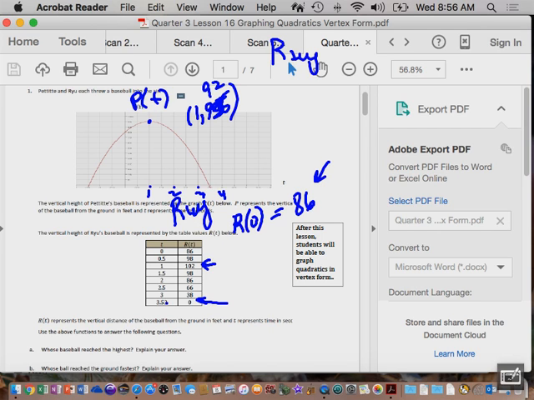Now, that means the function gives you the height of the ball at any point in time. So it means at 0 seconds, the instant before he threw the ball, it was 86 feet above the ground, because he hasn't thrown it yet. So that means he's standing at the 86-foot mark, or the ball's being released from the 86-foot mark. Either that or he's really tall.